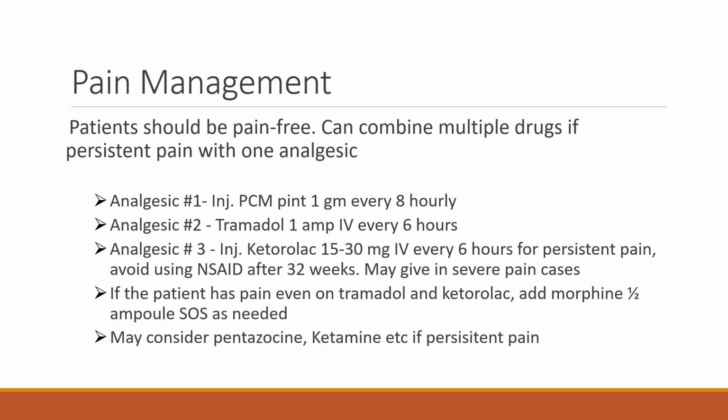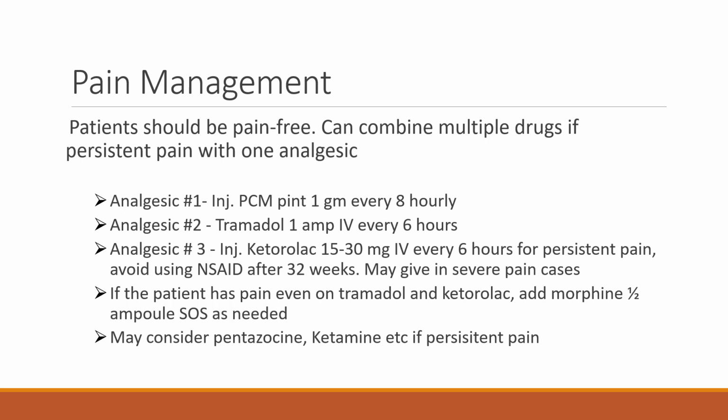Okay, coming to pain management, the thing that we are looking for is to make the patient pain free. You can combine multiple drugs if persistent pain is there with one analgesic. The drug of choice as an analgesic in pregnancy is paracetamol, 1 gram every 8 hourly. If a paracetamol pint is not available in your setup, you can also become creative and use 2 or 3 ampoules of febrinil in 100 ml NS.